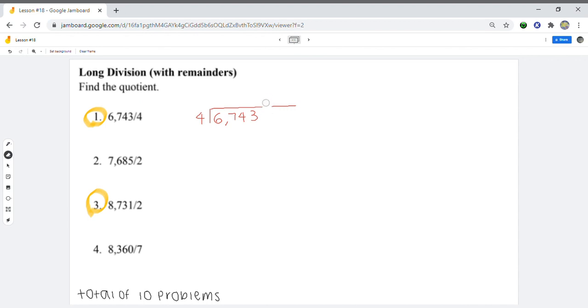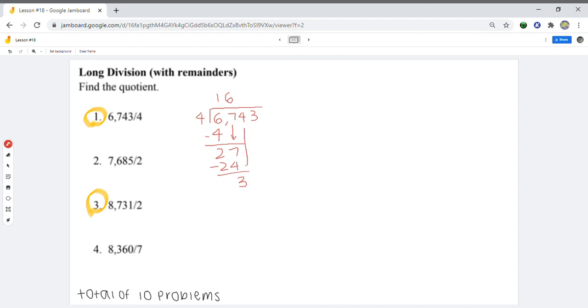Now I'm pretty sure other lessons went over this one, but we're going to go over it again. So 4 goes into 6 one time, so I'm going to place a 1 there. And 4 times 1 is 4, so we place it down here. 6 minus 4 is 2. Next, we're going to bring the 7 down. 4 goes into 27, I believe, 6 times, because 6 times 4 is 24. And we're left with 3. So whenever you subtract, make sure that whatever number you get after you subtract is less than this number. So 3 is less than 4, so I'm doing it correctly.